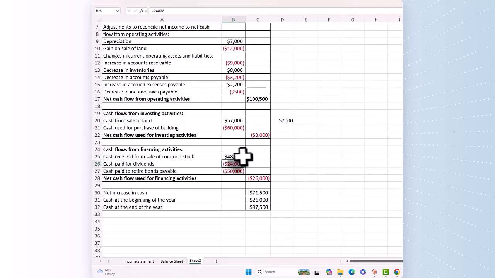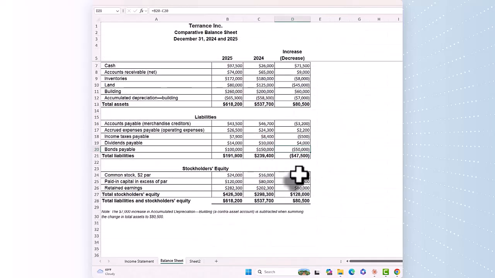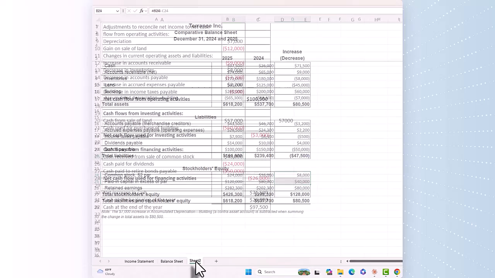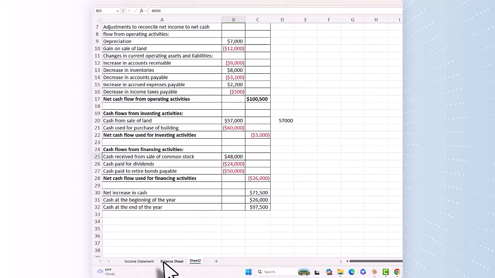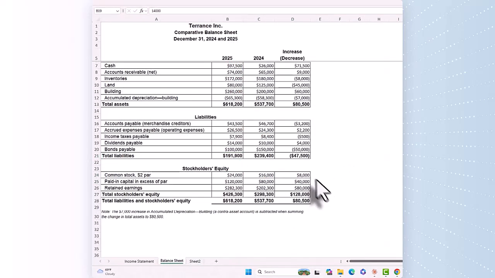So here we go. We've got our $48,000 in additional stock. That's the $8,000 for par and the $40,000 for the additional paid in capital over par. And then we've got cash dividends. Now, cash dividends is a little tricky. So we see that our dividends payable went up by $4,000. But that's not what we really need to focus on.